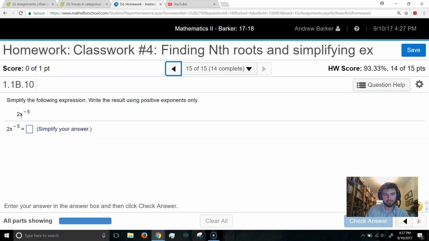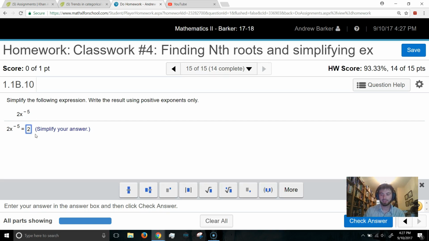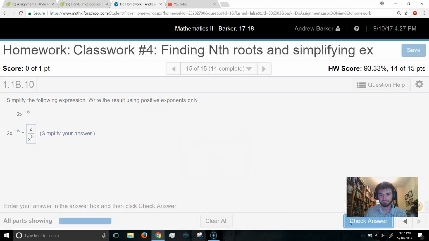This little negative 5 exponent only applies to the x, so the 2 will stay in the numerator, and that x to the 5th gets put into the denominator, I should say. Repeated division of that x.